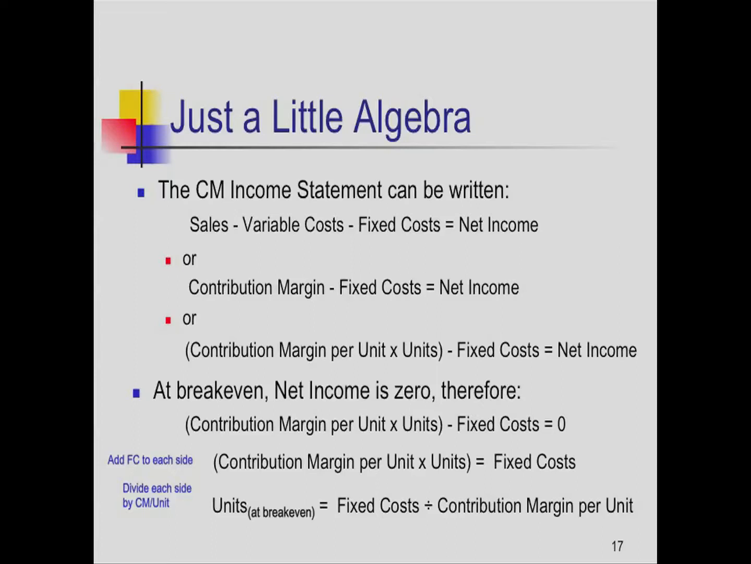So once we get to this, we can say at break even, net income is 0. So the net income on the right side becomes 0. And with a little algebra, we take contribution margin per unit times units minus fixed costs equals 0. We add fixed costs to each side, so fixed costs minus fixed costs on the left side goes away, and fixed costs appear on the right side. Then we divide through by contribution margin per unit, and we come up with a formula: fixed costs divided by contribution margin per unit gives us the number of units at break even.